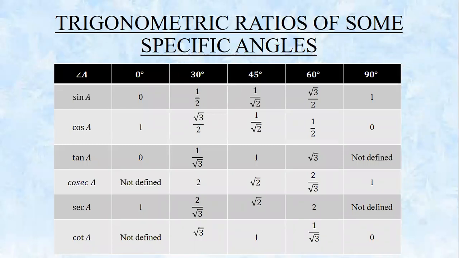Next, we have seen trigonometric ratios of some specific angles. All the values of the 6 trigonometric ratios for the angles 0 degree, 30 degree, 45 degree, 60 degree and 90 degree in the form of a table are given here.